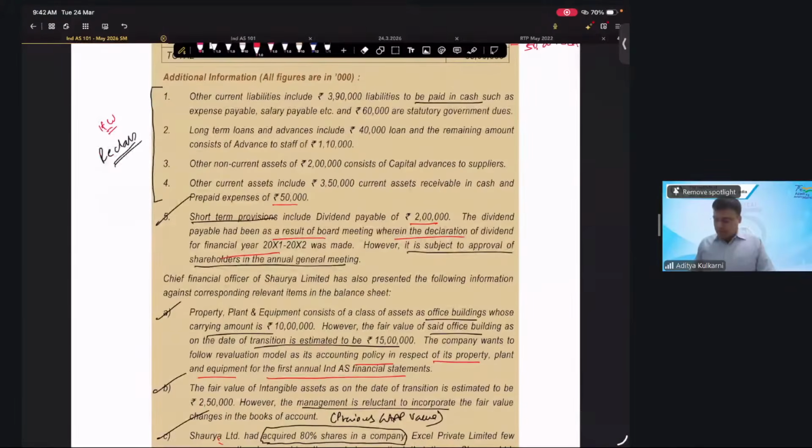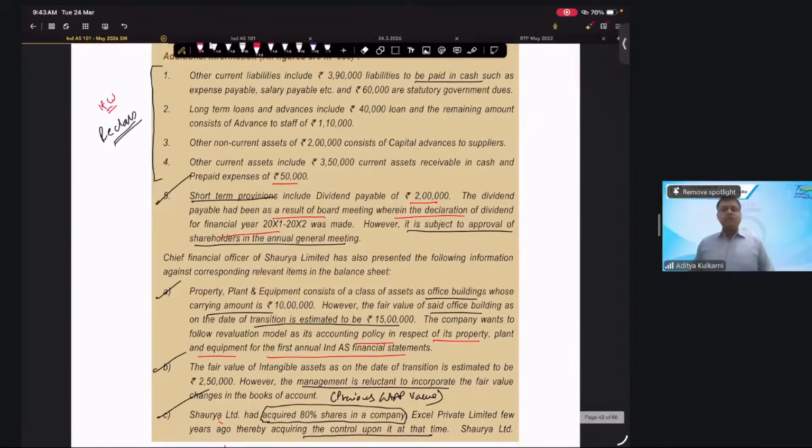Plant and equipment consists are at 10 lakhs. The fair value of the office building is 15 lakhs. They want to apply a revaluation model for the first Ind AS financial statements. So what is the entry that will be passed here? 10 has to become 15. PPE account debit to retained earnings. So PPE to reserves. How much? 5 lakhs. PPE to reserves, 5 lakhs.